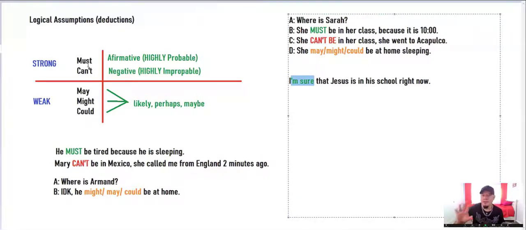Why is that? Because the sentence is first an affirmative sentence. So I'm sure that Jesus is in his school is affirmative. And the degree of probability, right? It is highly probable. So this sentence, we can rephrase it by saying, Jesus must be in his school right now. That's what these modal verbs express. I mean, these 5 modal verbs, different degrees. So I'm sure is the same as must.